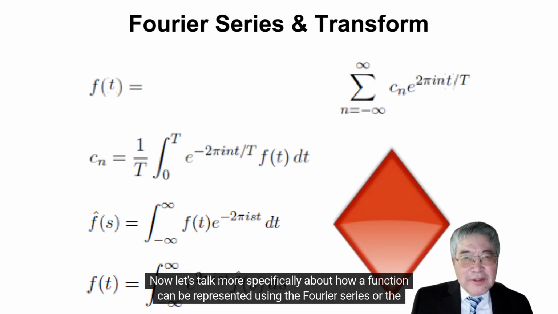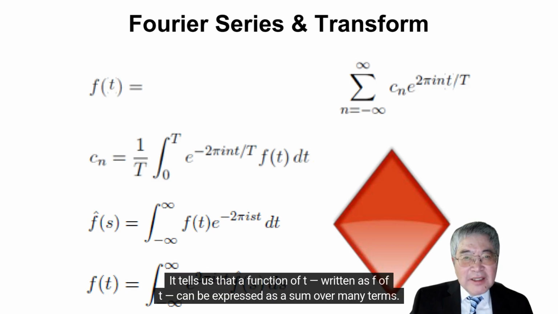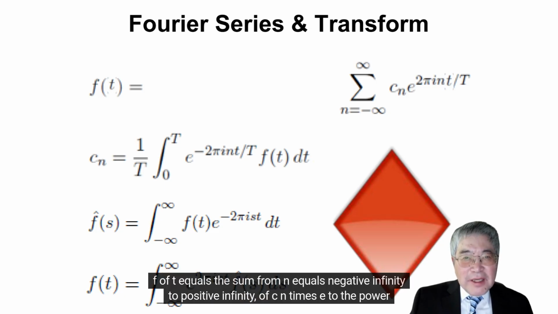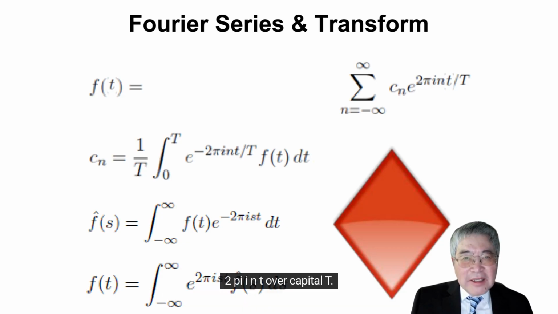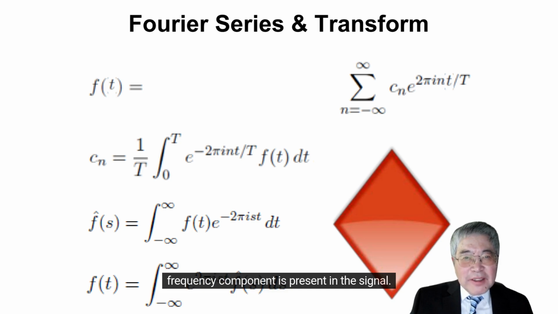Now let's talk more specifically about how a function can be represented using the Fourier series or the Fourier transform. At the top, we see a Fourier series representation. It tells us that a function of t, written as f of t, can be expressed as a sum over many terms. Mathematically, this is written as f of t equals the sum from n equals negative infinity to positive infinity of c_n times e to the power 2 pi i n t over capital T. Each term in the sum is a complex exponential, and each coefficient, c_n, tells us how much of that particular frequency component is present in the signal.